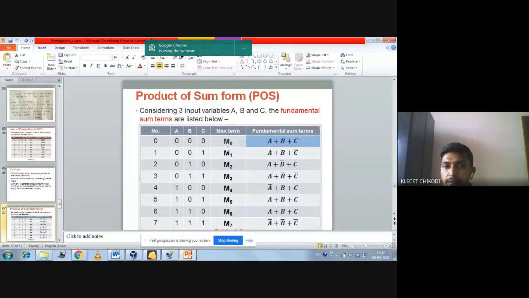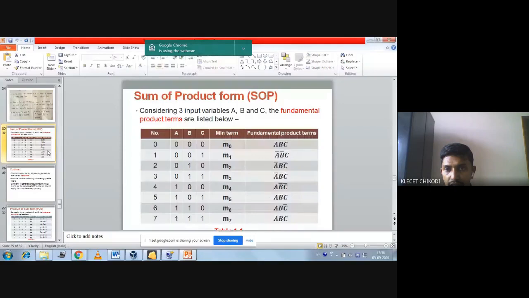We represent that POS term with capital M naught. We represent the SOP terms using small letter m, and you have to represent the POS terms using capital M. You can see that all the Ms are capital here in POS. Now, anybody, just tell me the POS term corresponding to A, B, C bar.